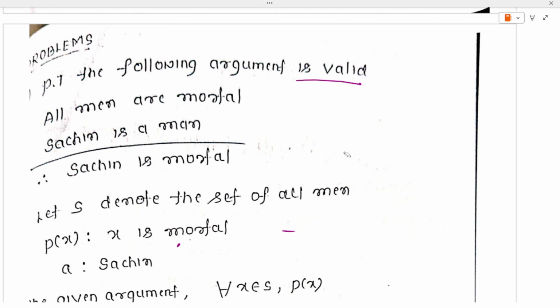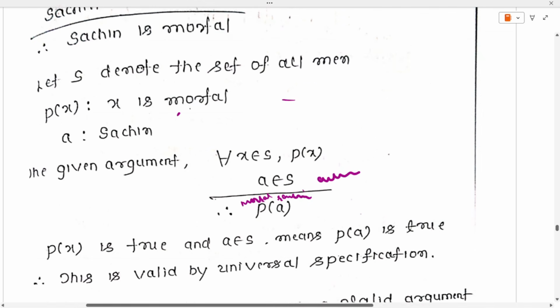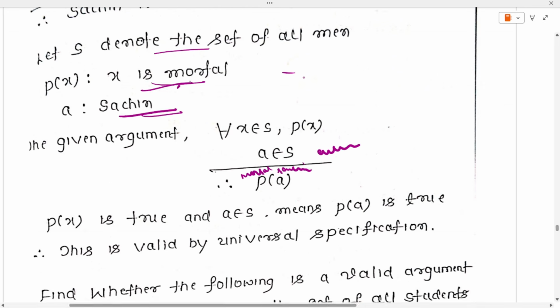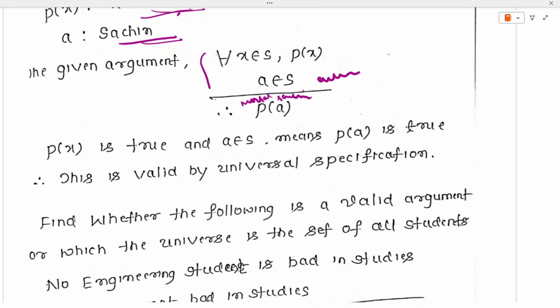You have to say whether it is valid or invalid. They have said already to prove that it is valid. Next, they have said S denote the set of all men, x is mortal and Sachin. The first statement, second statement and the third statement, and you can see here they have written in the form of an argument for all x.